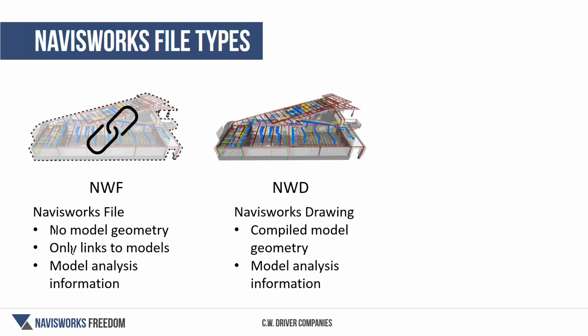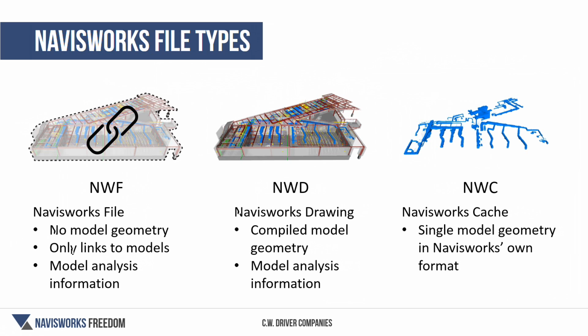The second file type Navisworks can generate is an NWD. That stands for Navisworks Drawing File. It's the same thing as an NWF. The only difference is that it will save all the model geometry. So if I were to send you an NWD, you would be able to see everything I can see. If I was to send you an NWF, you would open up the file and you would get a bunch of errors saying that it can't find the linked models. So when you're sending things out from Navisworks, you want to send out an NWD. It's like a snapshot in time of everything that the NWF had.